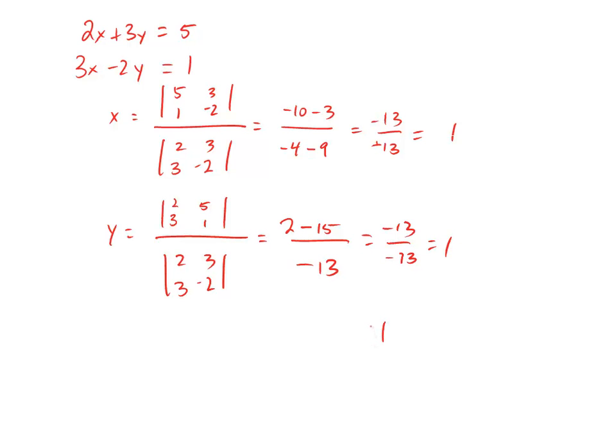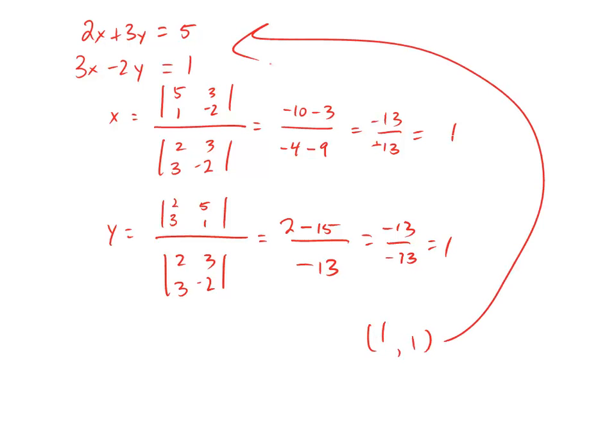So the solution is 1 comma 1, which you can double check by plugging back in here. If you plug in a 1 and a 1, you get 2 plus 3 is 5, check. And if you plug in 1 here, you get 3 minus 2, which is also 1. So there's your solution using Cramer's rule.